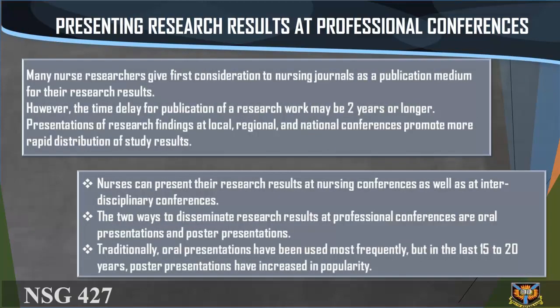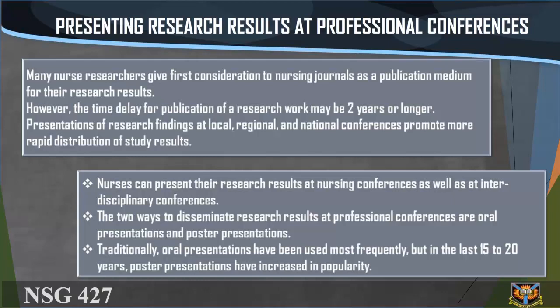Presenting research results at professional conferences. Many nurse researchers give first consideration to nursing journals as a publication medium for the research results. However, the time delay for publication of a research work may be 2 years or longer. Presentations of research findings at local, regional, and national conferences promote more rapid distribution of study results.